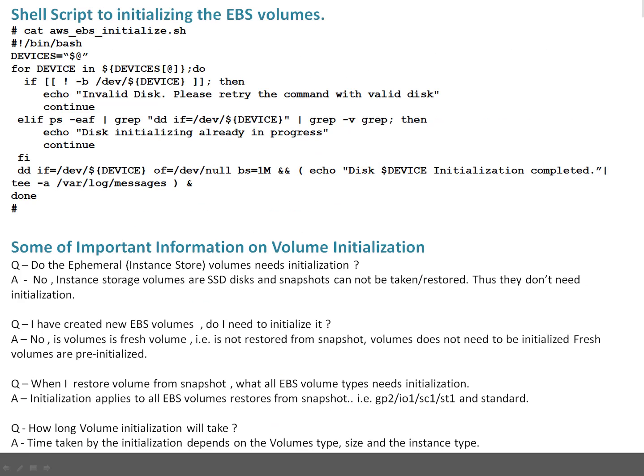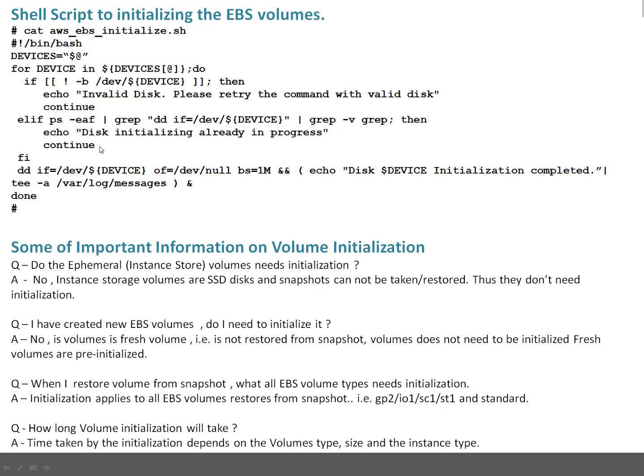I was just playing with this, so I thought to write 5-10 lines, like if you have to initialize multiple drives, how you can do it. So simply I have created a shell script where I'm taking input, which I'm storing in a devices variable, then I'm reading in a loop. If the device is present, then only proceed. If the device is not present, echo a message like invalid disk, please retry the command with a valid disk, and continue. Otherwise, first check whether initialization is already in progress or not.